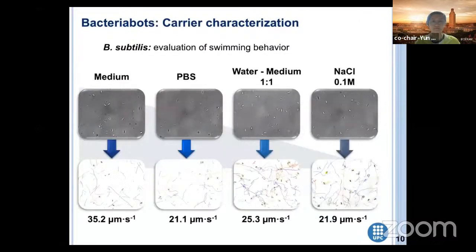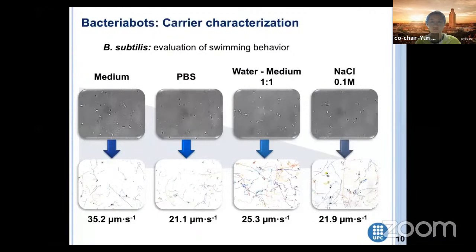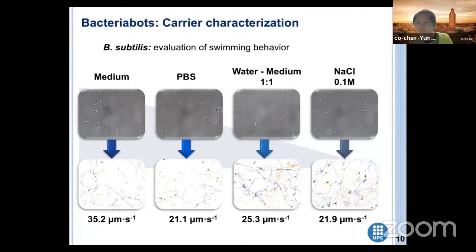Accordingly, for further evaluations, we carried out this consideration for the other solutions that we mentioned before, with the bacteria suspended in them. As can be seen, there is a decrease in the average velocity of the bacteria, as expected. But the value closest to the raw bacteria is the one in the 1:1 suspension of water and medium, with 25.3 microns per second. So this value was chosen as the medium for the binding assays.